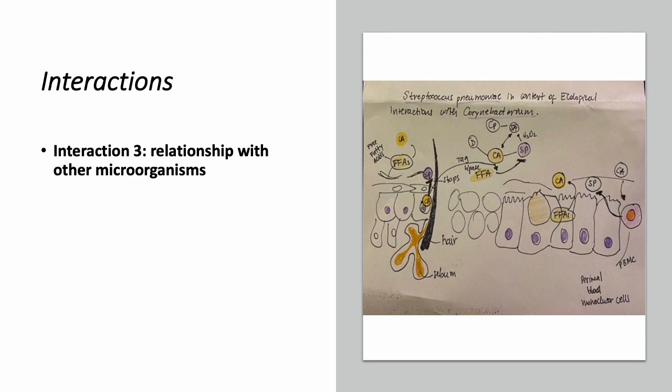growth of Streptococcus pneumoniae. See, in this image we see the Corynebacterium accolens is represented by this yellow, and we see how they release those fatty acids and how they inhibit the growth of Streptococcus pneumoniae.